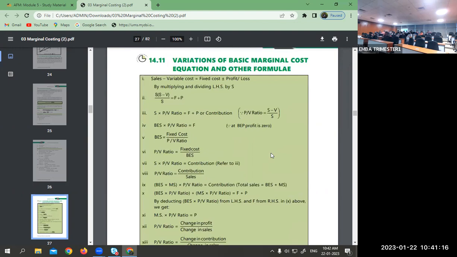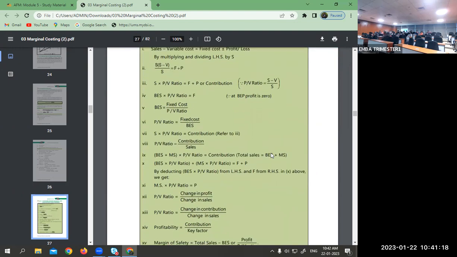If you have anything, you can ask from this marginal costing. Then I will touch upon something on the exam. We have some more time, about 20 more minutes we will spend here. Then we can talk about it. Any doubt, any clarification, anything on marginal costing?